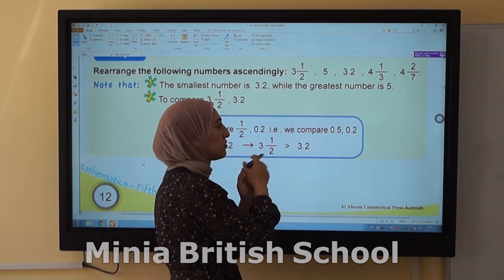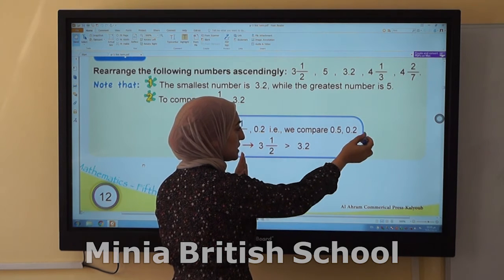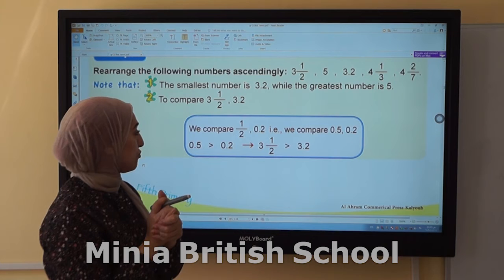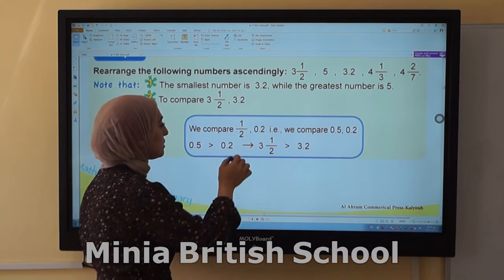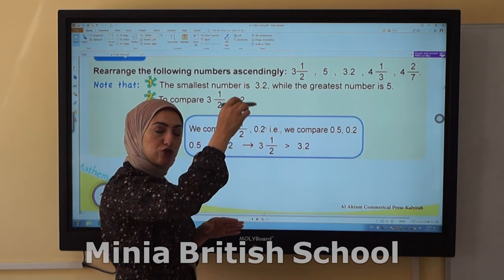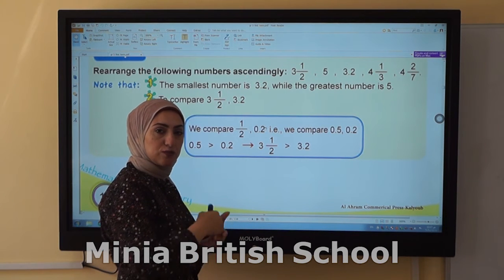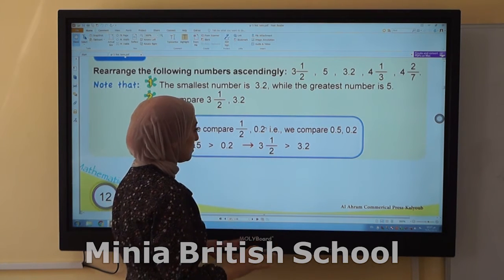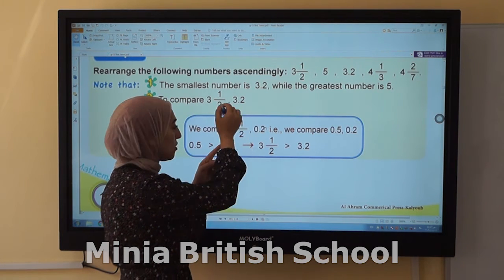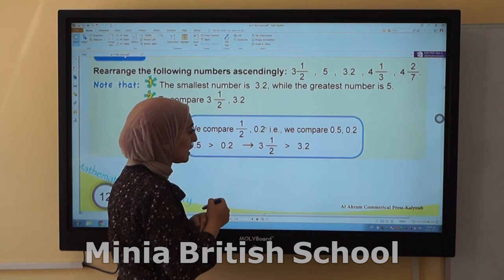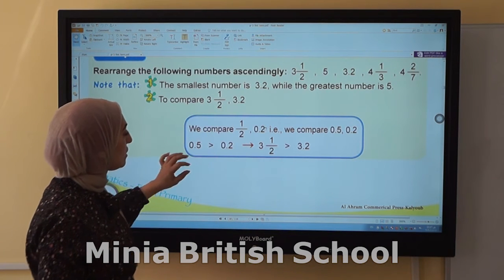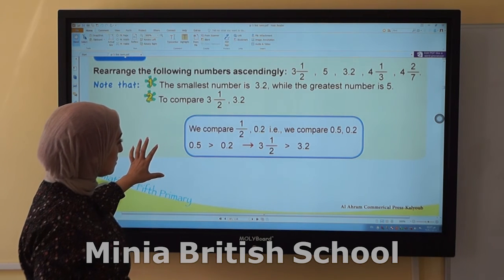Convert from fraction to decimal: 0.5 and 0.2, so 0.5 is greater than 0.2. Or, if you want, you can say 0.2 means 2 over 10. You can convert from decimal to fraction; it will be the same, 2 over 10. Then compare between 1 over 2 and 2 over 10. Also, of course, a half is greater than 2 over 10.